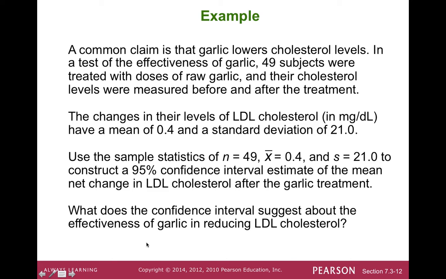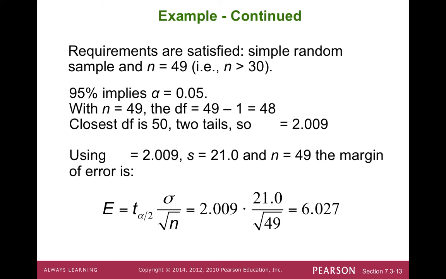We're going to use sample statistics of n equals 49. This is what we actually have to play with for our sample statistics. So our n is 49, our x bar, which is our mean, is 0.4, and our standard deviation is 21. We're going to construct a 95% confidence interval that's going to estimate the mean after this treatment with garlic. And then we're going to answer the question, what does the confidence interval suggest about the effectiveness of garlic in reducing these cholesterol levels?